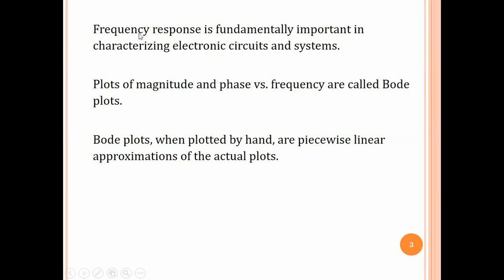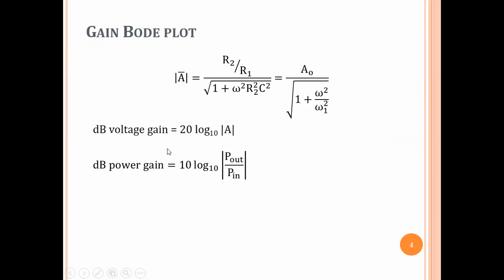Now one way of studying frequency response is through what are called Bode plots, named after a scientist or an engineer called Bode, and they are plots of the magnitude and phase as a function of frequency. As I said, we'll only look at magnitude plots in this course. Bode plots are also actually piecewise linear approximations of the actual plot of the magnitude versus frequency. So we'll do the piecewise linear approximations. Alright, so we'll look at this circuit.